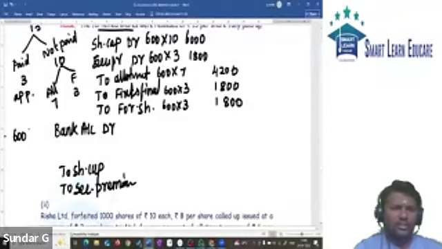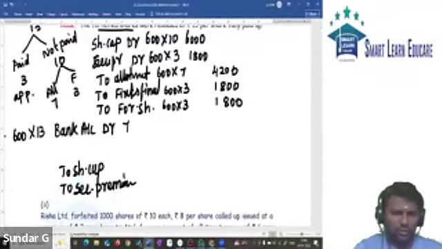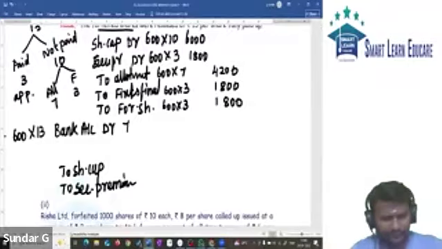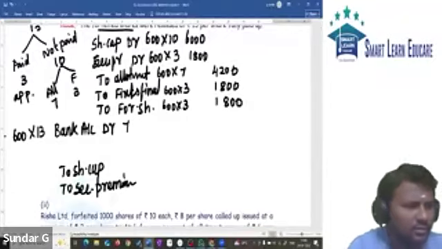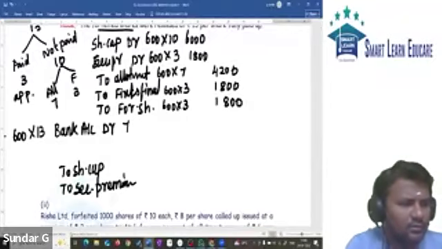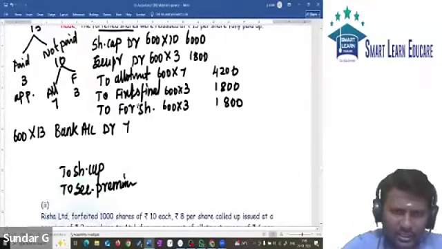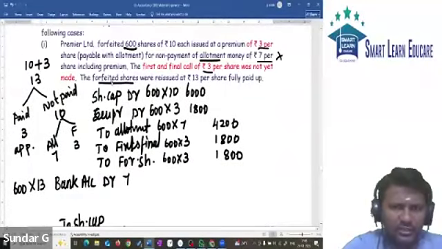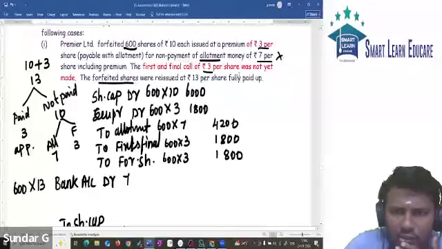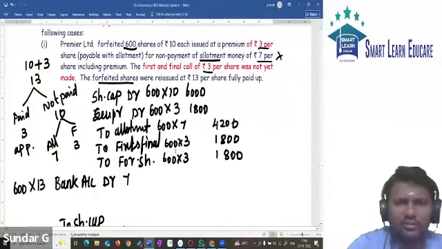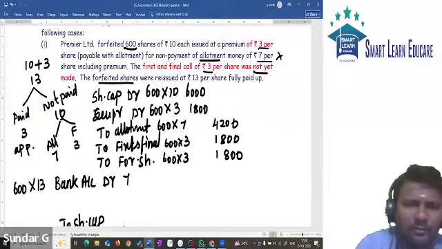All the shares are issued. So 600 shares are issued at 13. 600 into 13, 7800. Yes, we should consider whether first and final call is called. That is also not paid. The question does not mention that. Oh, first and final call is not yet made. Sorry. First and final call is not yet made.